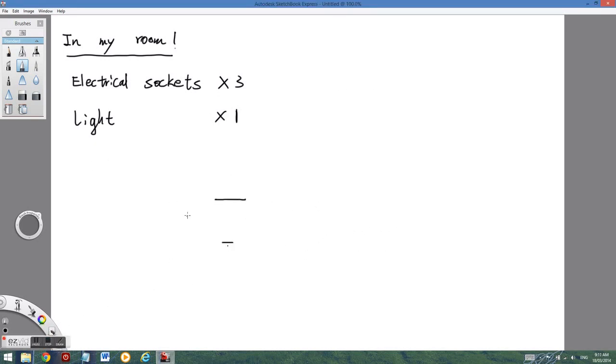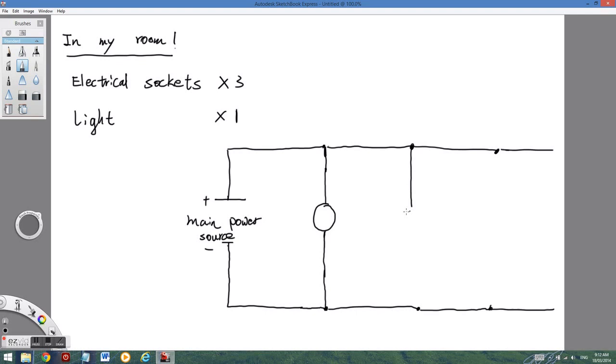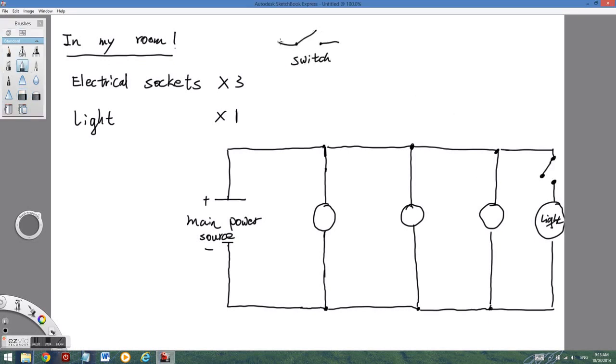The idea is we draw the power from the main power source, and we put those four devices in parallel circuits. So here I have a power socket. Now here I have a light. Beside the light I have a switch. So when the switch is off, when the switch is open, the light is off. Then I have three power sockets.